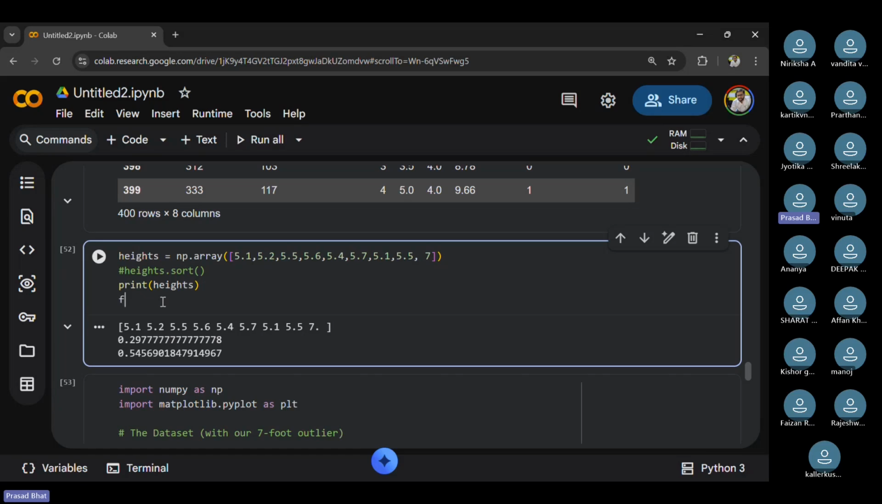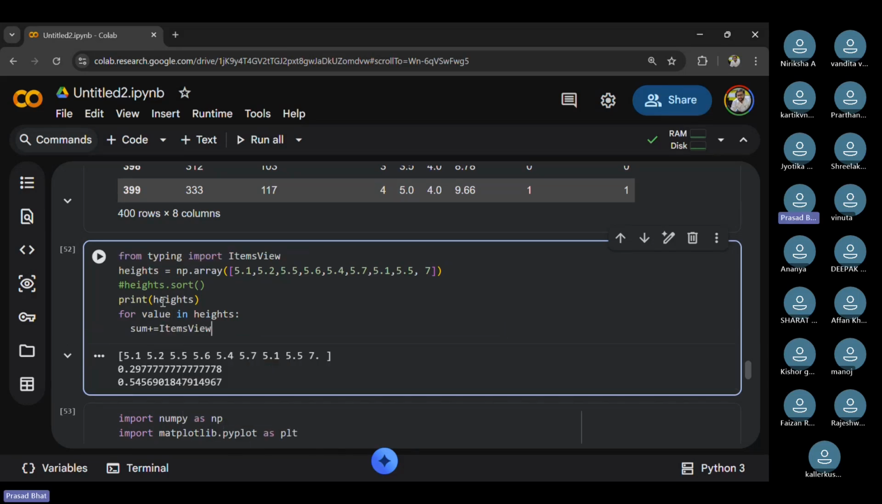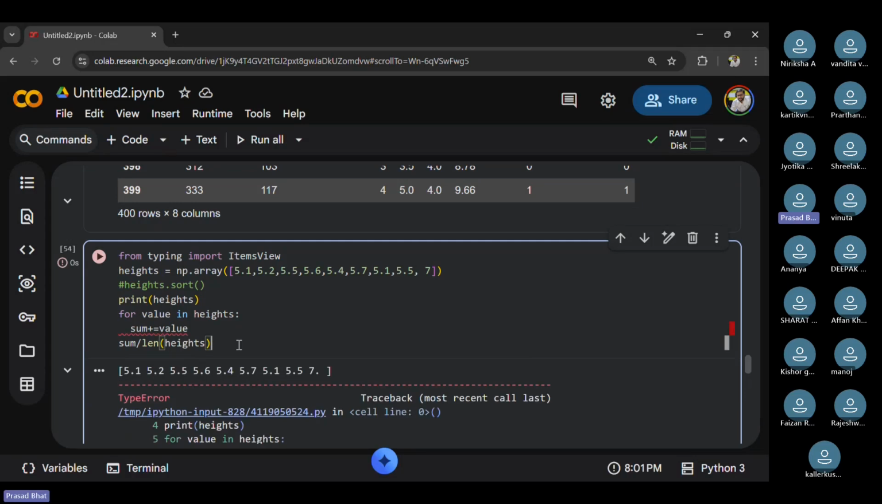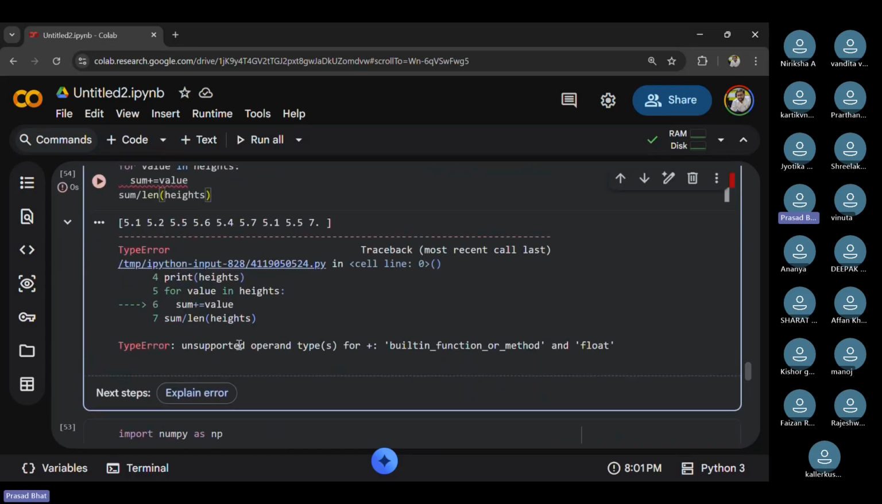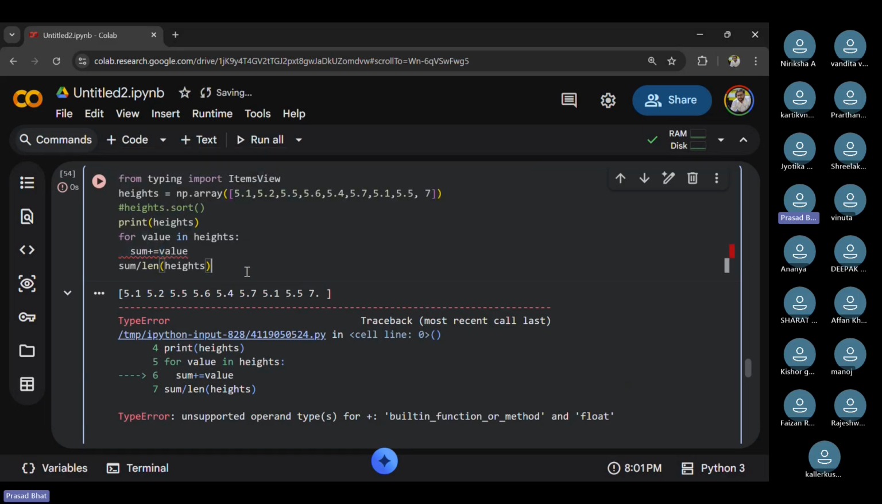If you want, you can simply do something like for value in heights, you find out the sum plus equal to value. And once after the for loop, you can divide this sum by the total length of heights, correct? So with this, you can calculate the mean. Sorry, unsupported operand types for plus. Sorry, this you can do heights of value. Oh, this is not a list, is it?